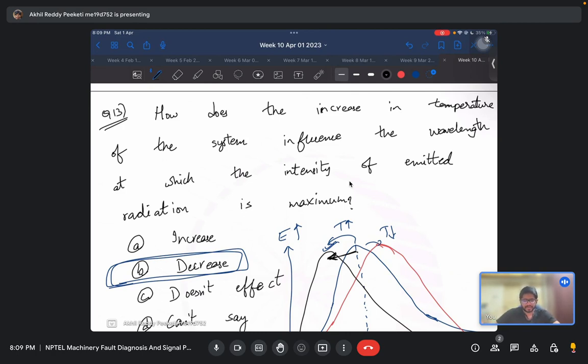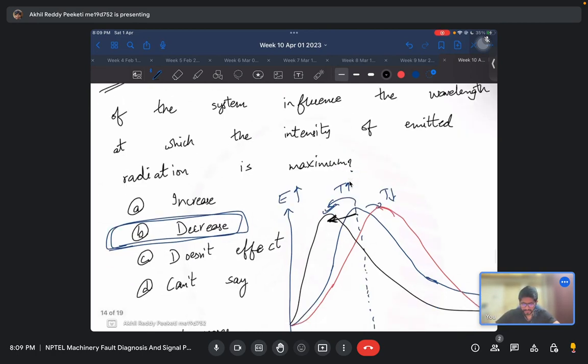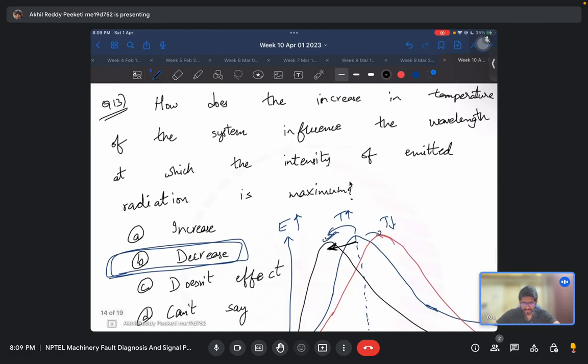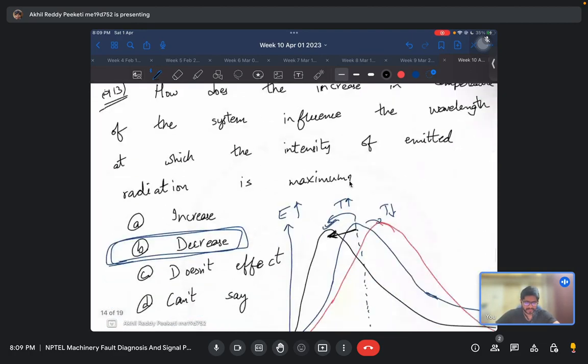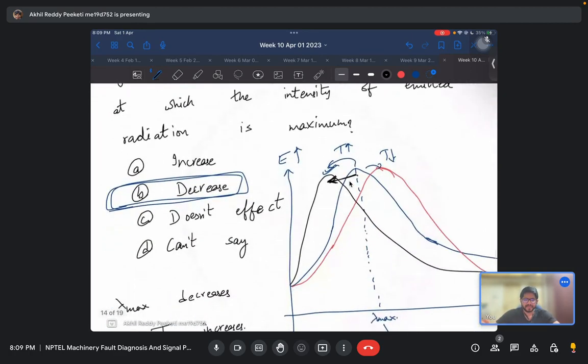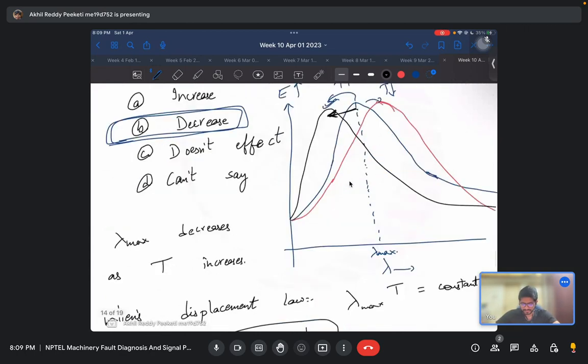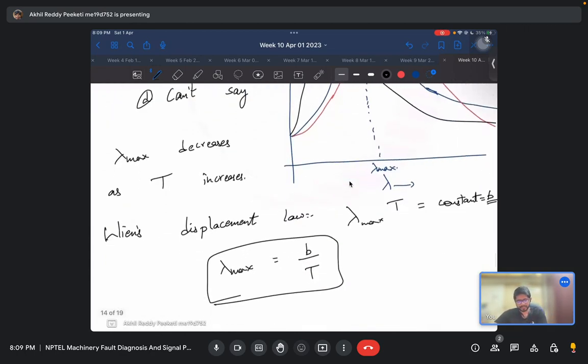visible and ultraviolet. It's called blue shifting. So the maximum wavelength decreases if the temperature increases. But if the temperature is decreasing, then it's called red shifting, where the wavelength increases. So lambda max is inversely proportional to the temperature of the system.